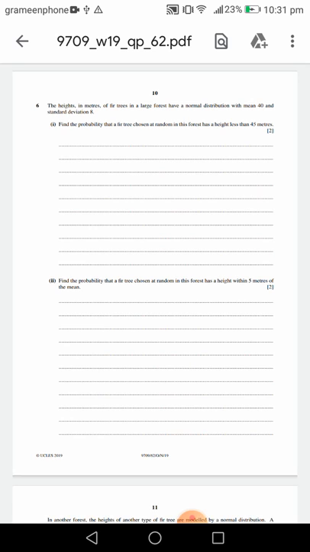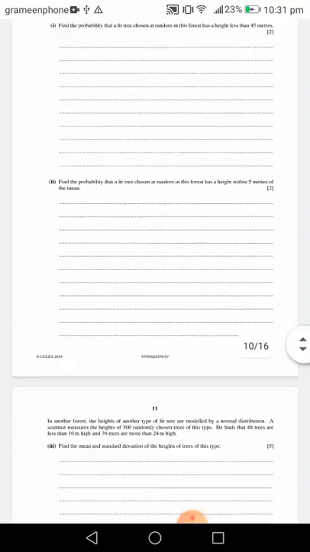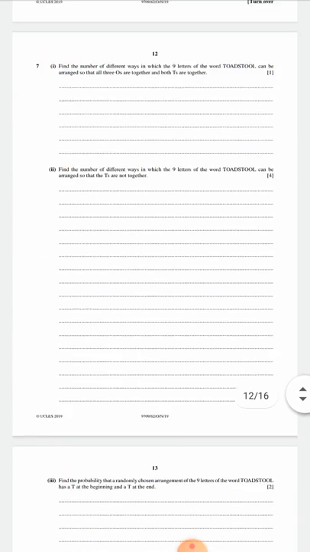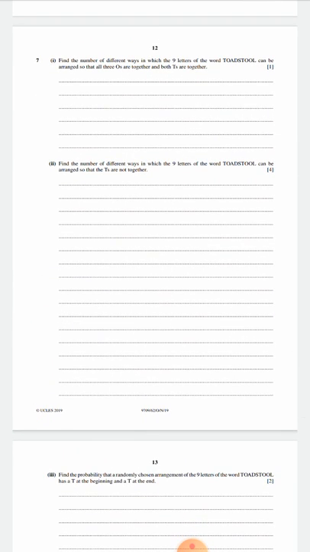From October November 19 variant 62, question number 6. The height in meters of fir trees in a large forest. No, no, I think I'm wrong. This is not permutation and combination. Okay, so question number 7.